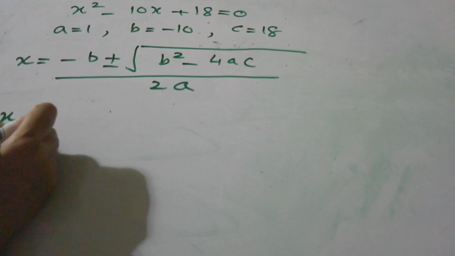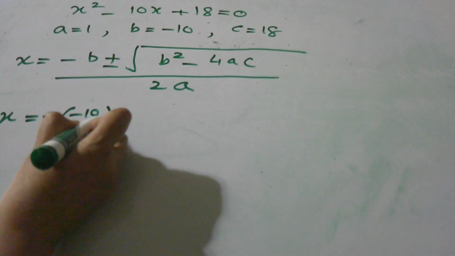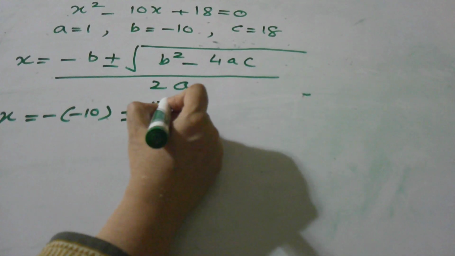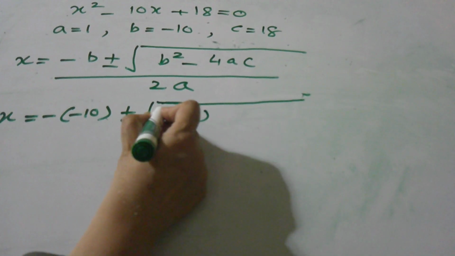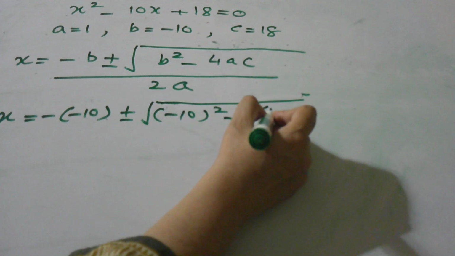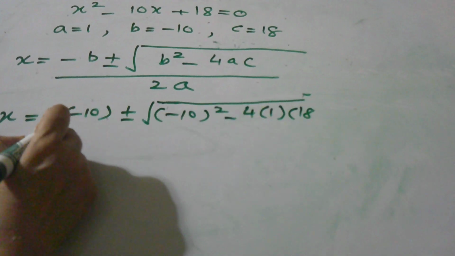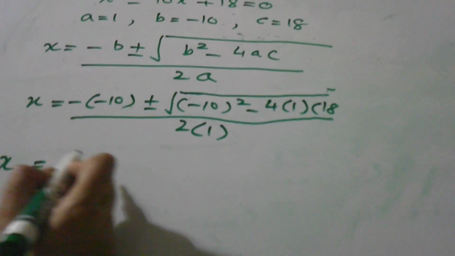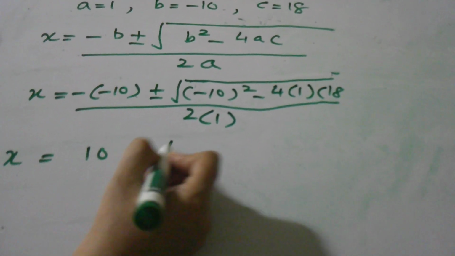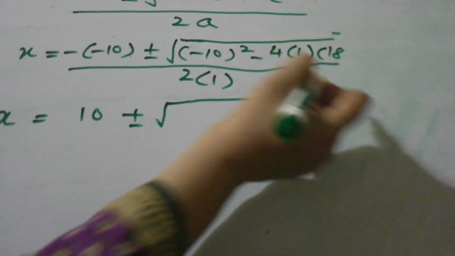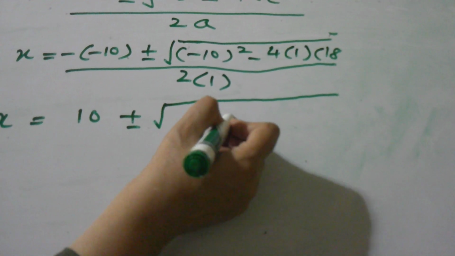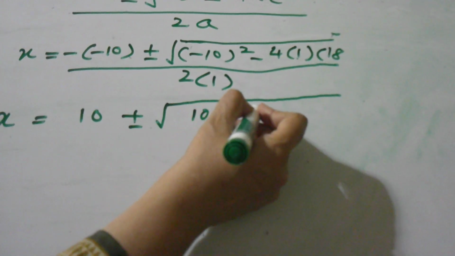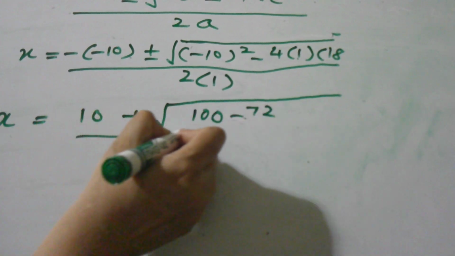Now I am putting in the values. Minus b is 10, so x = (10 ± √((−10)² − 4 × 1 × 18)) / 2. The value of a is 1. (−10)² is 100, 4 times 1 is 4, and 4 times 18 is 72, all over 2.